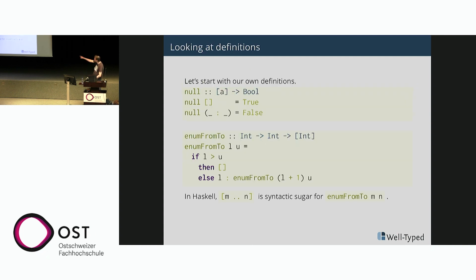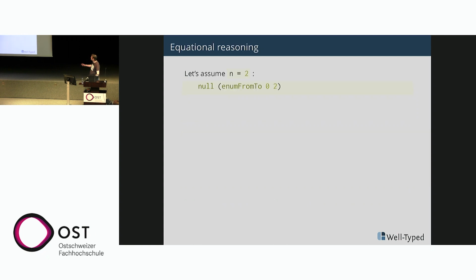Yes, because we have pattern matching, right? Null is defined in terms of two equations, one for the empty list and one for the non-empty list, and we currently don't know which of the two equations applies, right? So this is where pattern matching driving evaluation already comes into play. Okay, so there's basically only one thing here we can do.